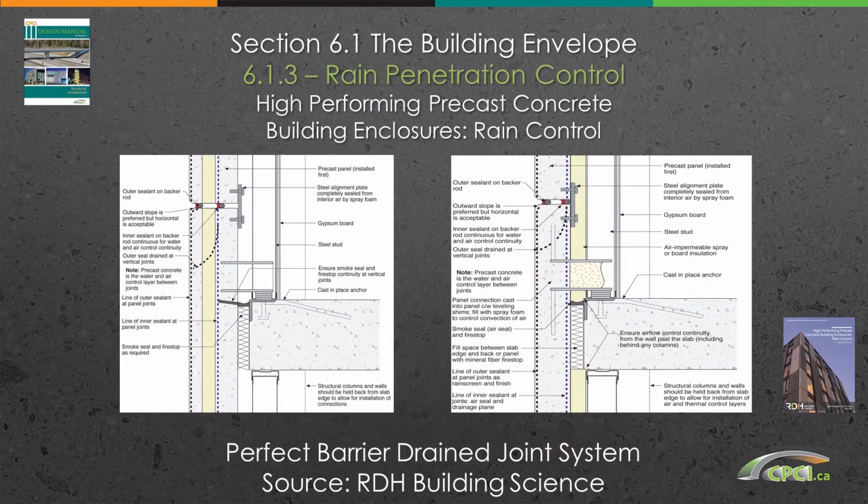Shown here are two drawings excerpted from the rain control manual, courtesy of RDH Building Science. The image on the left demonstrates a perfect barrier drained joint system in a double-wide insulated precast concrete panel system. And the one on the right shows the same with a conventional architectural precast panel. Both figures also demonstrate the type of detailing at a floor intersection that can provide high-performance continuity of the water, air, and thermal control. The joints are fully drained and vented.